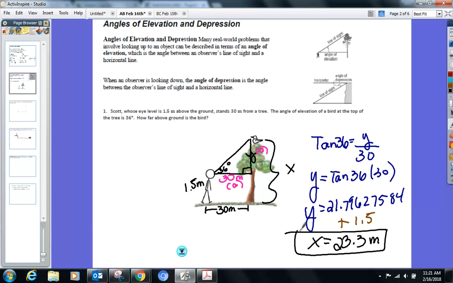Yes, Justin, hello. Could you do tangent 36 equals x minus 1.5 over 30 instead of having a y? Say that one more time here. Tangent 36 equals x minus 1.5 over 30. Yes, you could. Yep. And then again, you're doing tangent, because what you ended up doing is really what we did, except all in one proportion. Yep. Anything else, kids? Anything else?